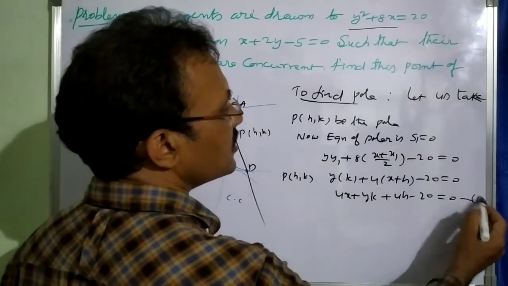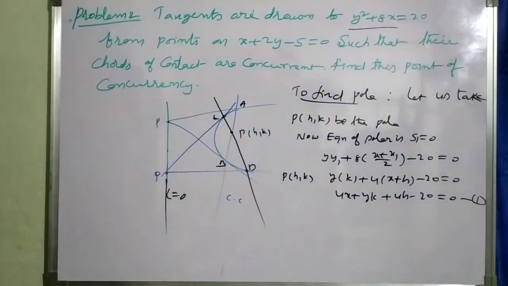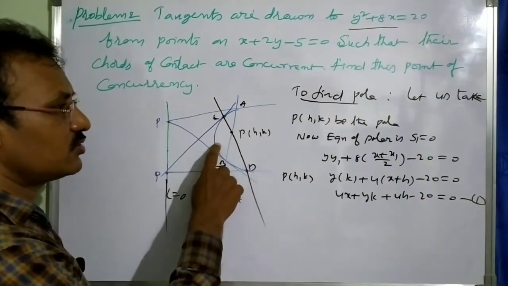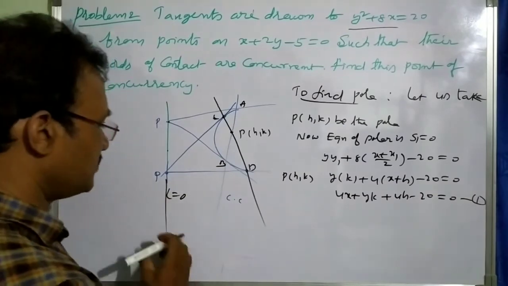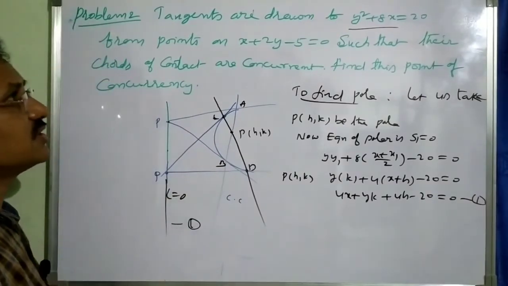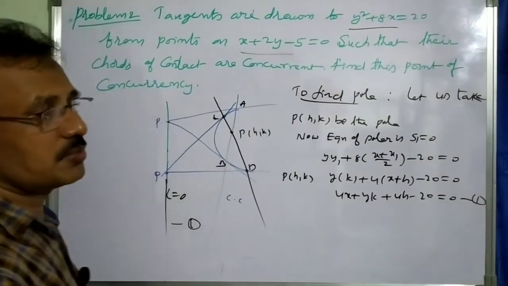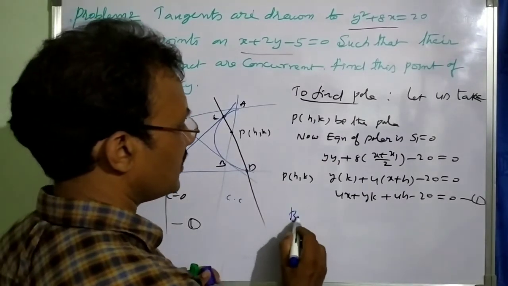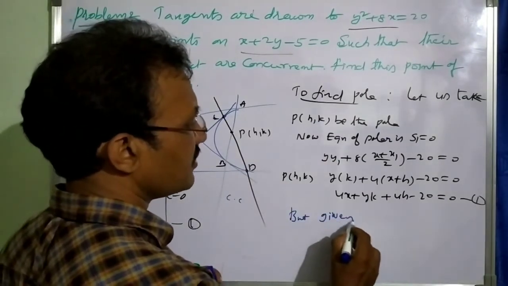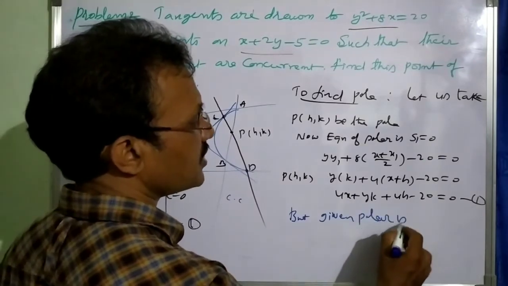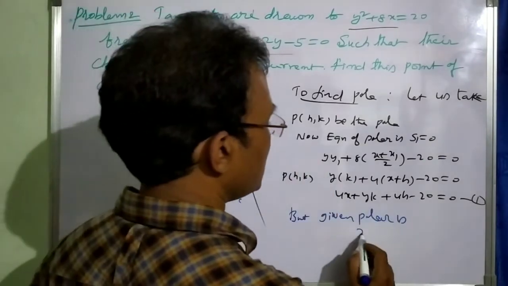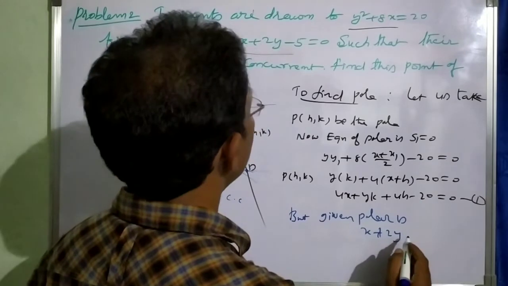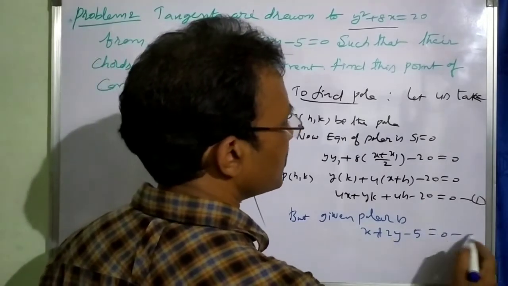This is the polar. We are taking the point P with respect to the conic and finding the polar equation. This is equation 1. But here it is given that the polar is given already. The given polar is x plus 2y minus 5 is equal to 0.